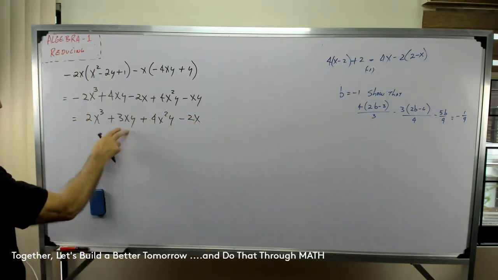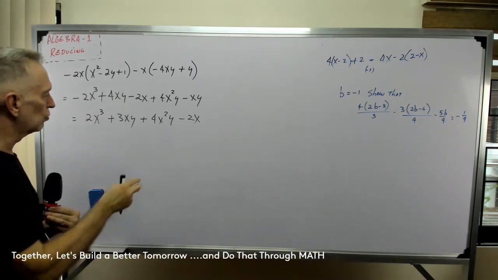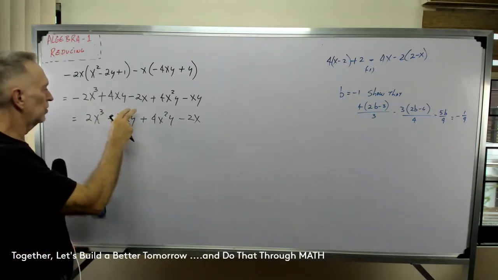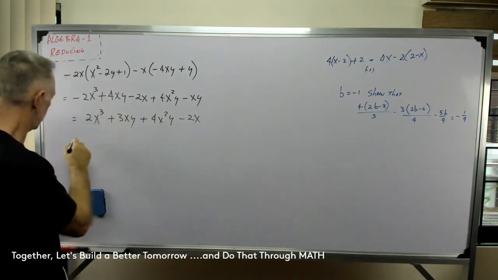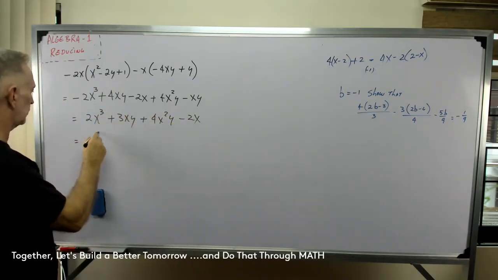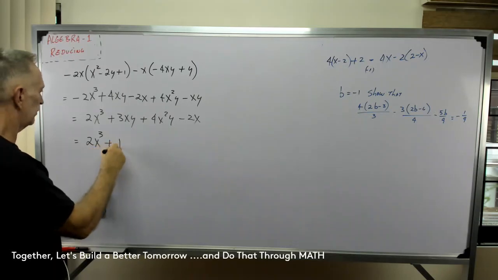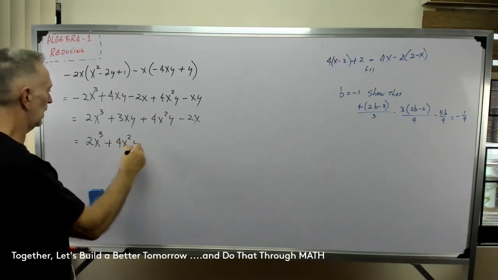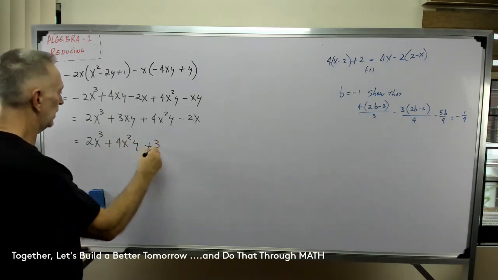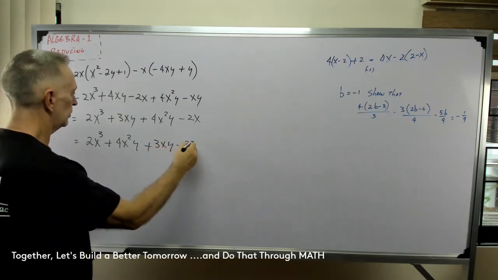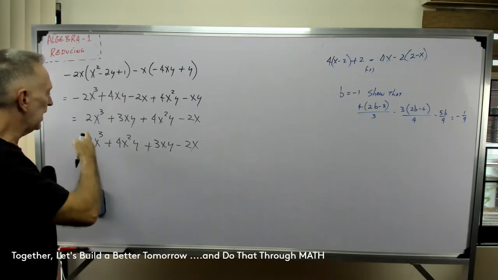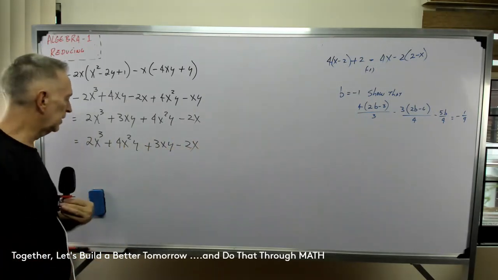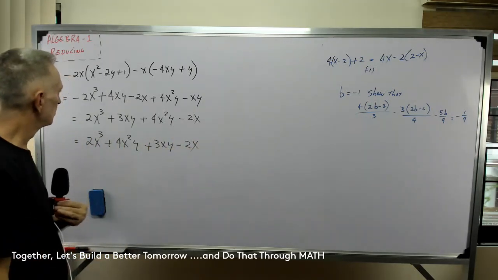I guess I should have put this term up. Sometimes you try to group the cube terms, the squared terms, the single terms, so as to put it in order. I should do that. So I have 2x cubed plus 4x squared y plus 3xy minus 2x. That would be a better distribution of the powers of the variables.